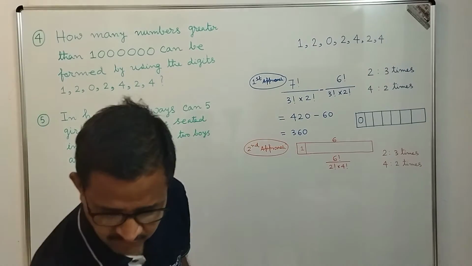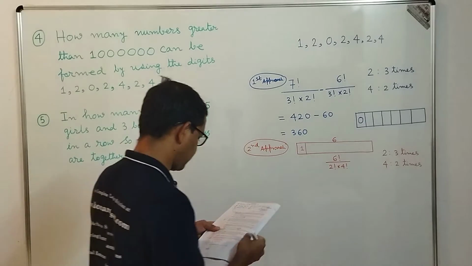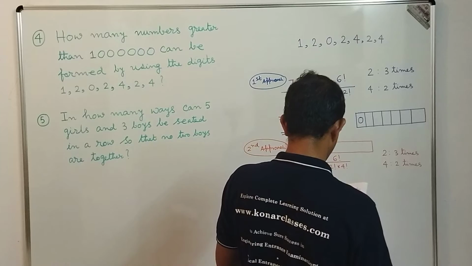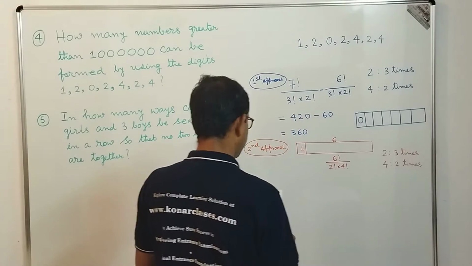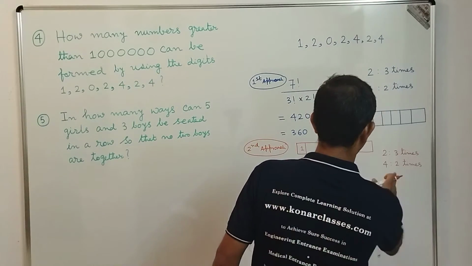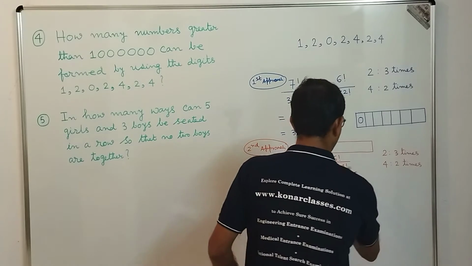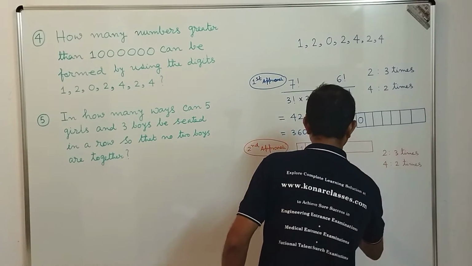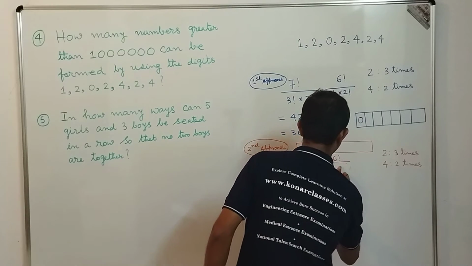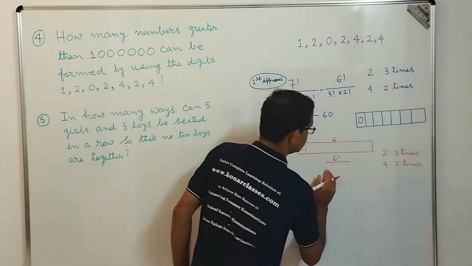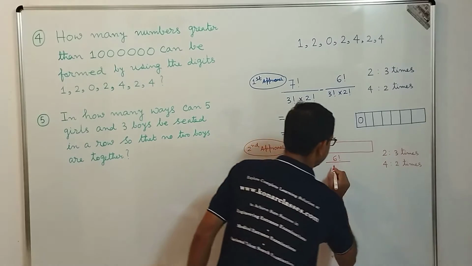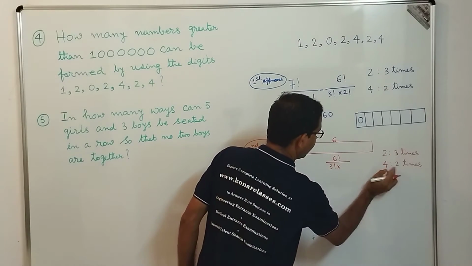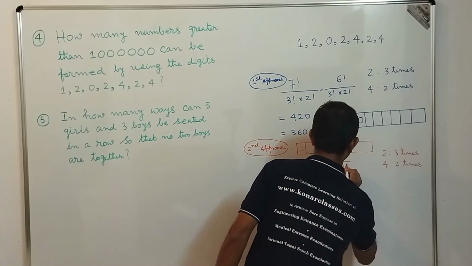Correct? Now if we compute that value, 6 factorial divided by 3 factorial into 2 factorial, what are we going to get? So one thing is that 2 is 3 times and 4 is 2 times. So it should be 3 factorial. Okay, sorry, I made a small mistake here. Okay, let me repeat. So 2 appeared 3 times, so it should be 3 factorial, and 4 appeared 2 times, so it should be 2 factorial.